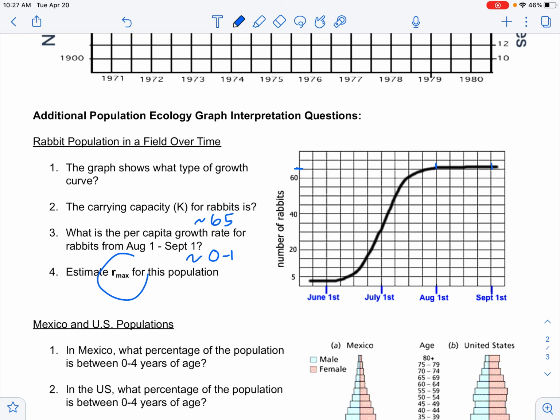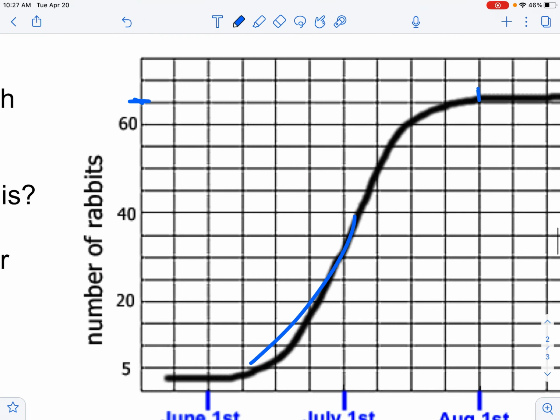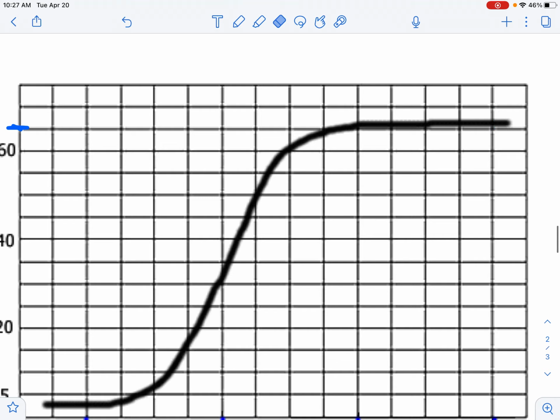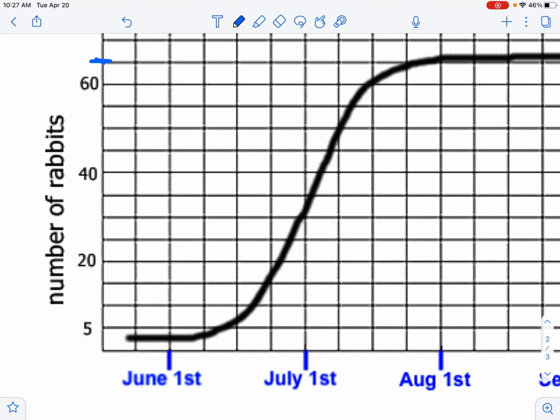Estimate R max. R is rate. And we know from the graphs that we've looked at before that rate is the slope of a line. So how vertical, increasing or decreasing, is it? So this is going to be a positive slope. Negative would be if it dipped down. And you can get rate from anywhere on here, but it wants R max. So we want the rate from this region here where it seems to be increasing the most.